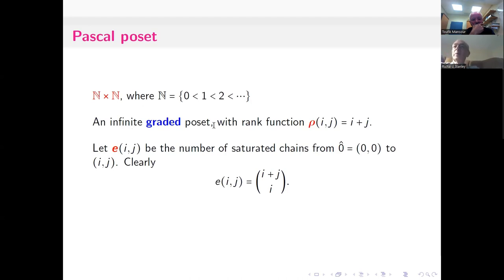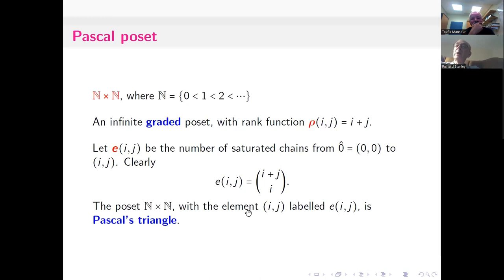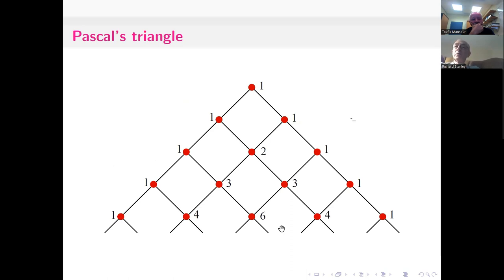It's graded. The rank function of a pair ij is just the sum i plus j. If eij is the number of saturated chains from the bottom element 0,0 to an element ij, then eij is clearly the binomial coefficient i plus j choose i. If we label the element ij with eij, then we're just getting Pascal's triangle, which looks like this. I'm drawing it with the poset upside down, with the bottom element at the top, because this is the usual way of drawing Pascal's triangle.